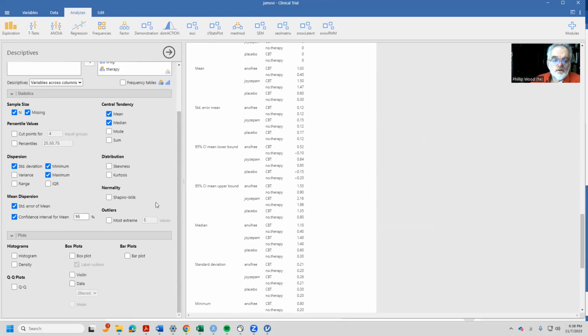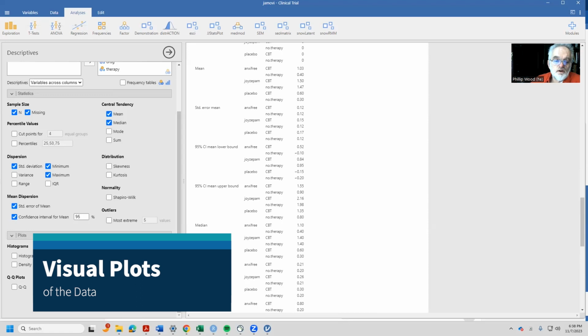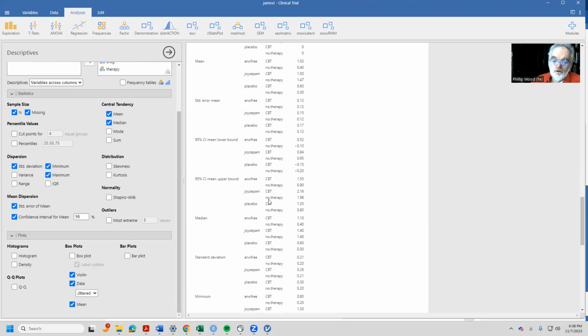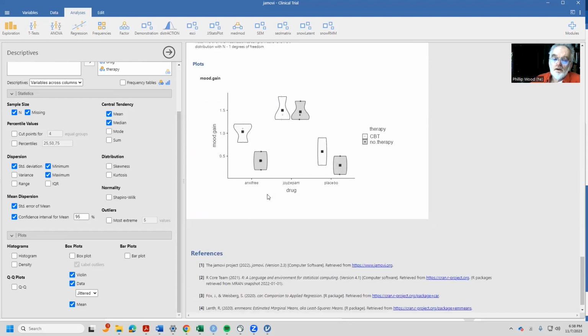Those are numbers. It's a little bit easier to take a look at the box plots. So let's take a look at our violin plot, plot the means out, and show the individual means in the diagram. Here's what we have. So in the anxiety-free condition, it looks like these three are not that overlapping with the no therapy condition. In the Joyzepam condition, they seem to be pretty much the same. And again, in the placebo condition, it looks like cognitive behavioral therapy had kind of an effect.